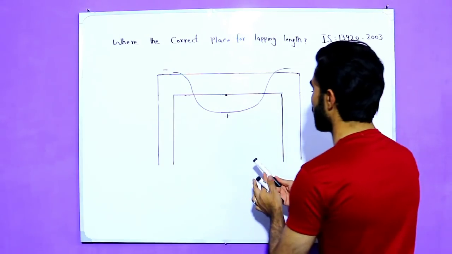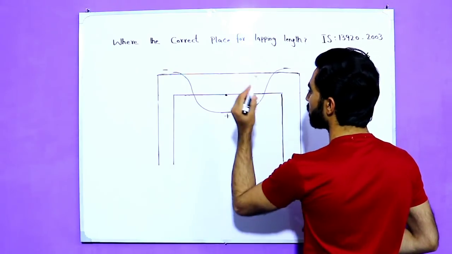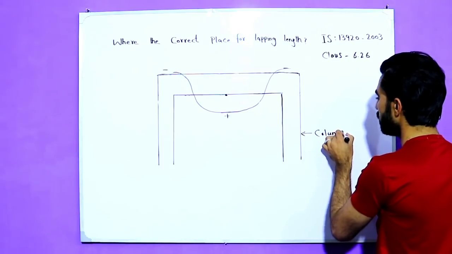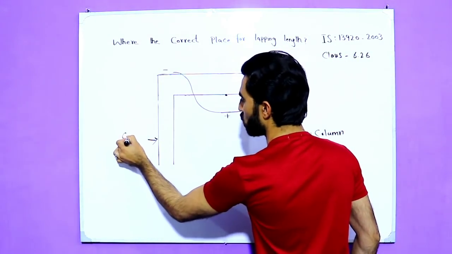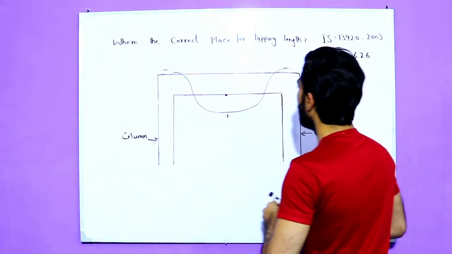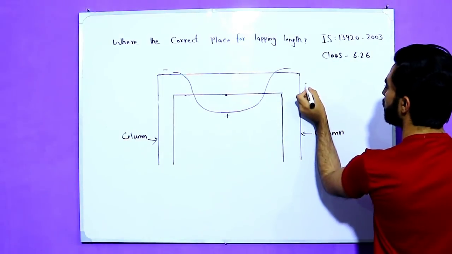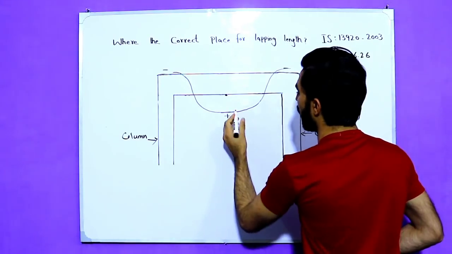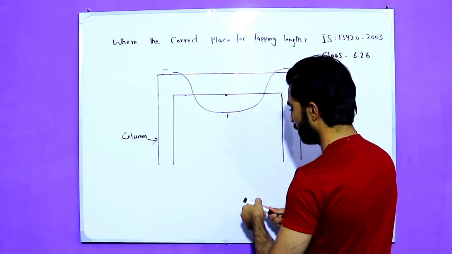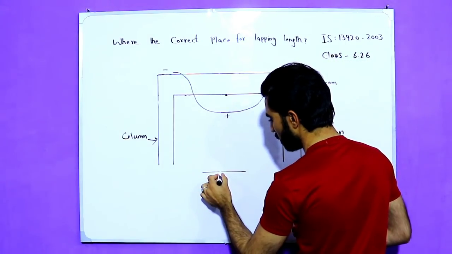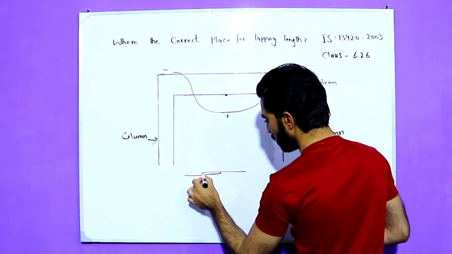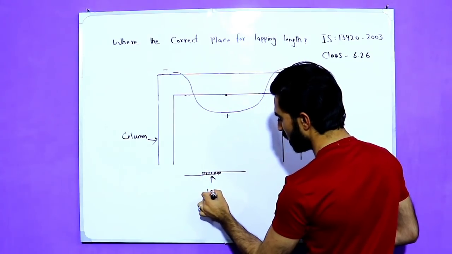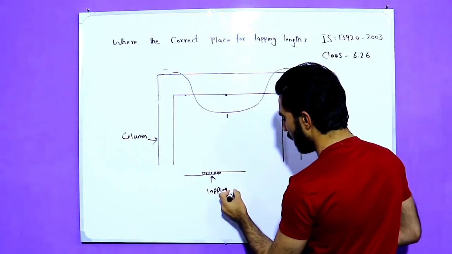So guys, where is the place to provide lapping length? As you can see guys, this is a column. This is also another column. So these are supports. And this is a beam, an RCC beam. So where is the place for lapping length? So this is lapping length. This is called lapping length.